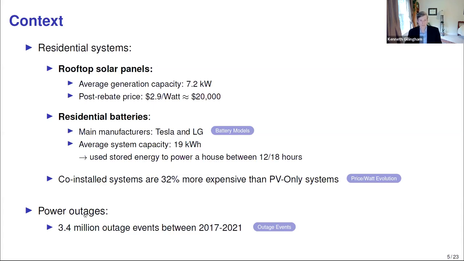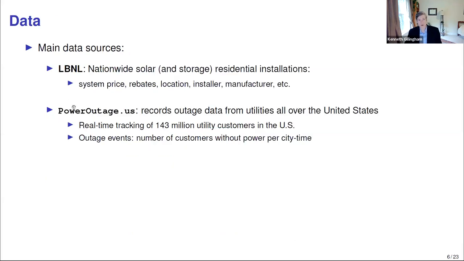Not so much in the past couple of years. Power outages. So we bring in 3.4 million outage events between 2017 and 2021. This is a fairly representative sample. It comes from poweroutage.us that records outage data from utilities all across the United States.